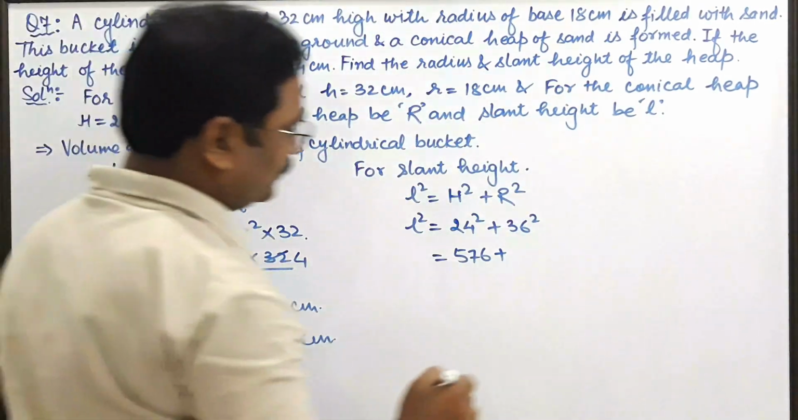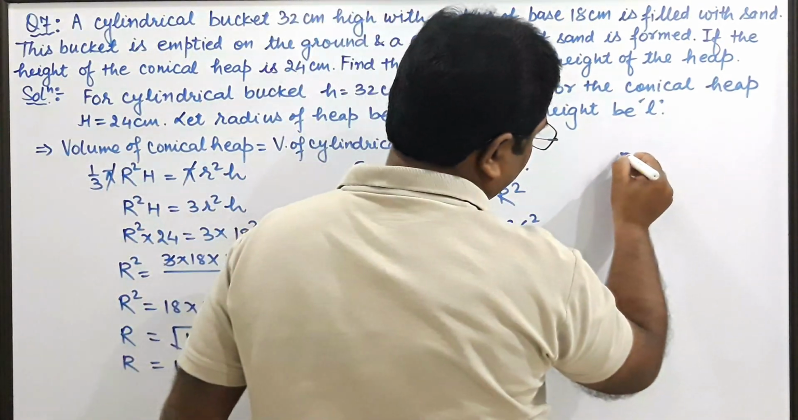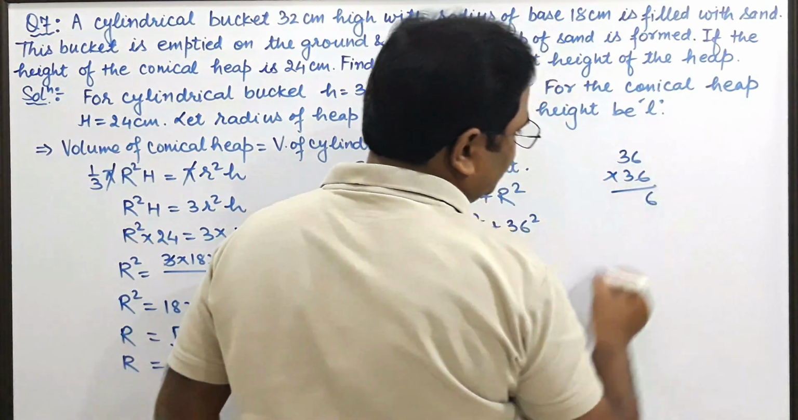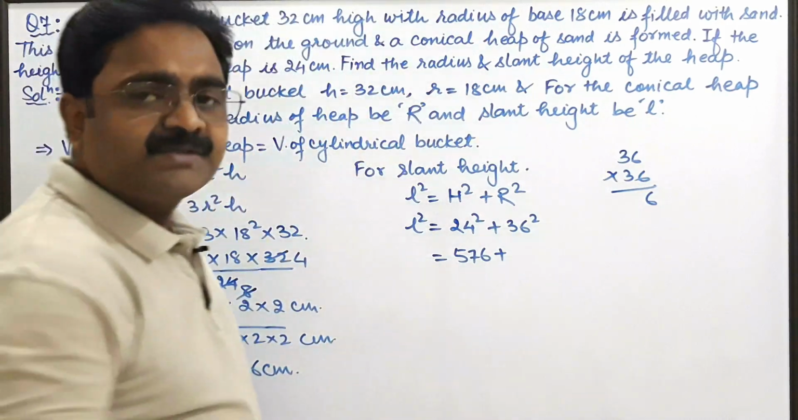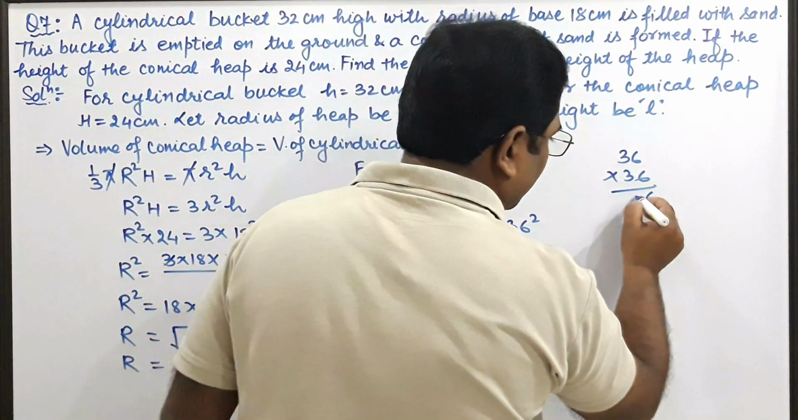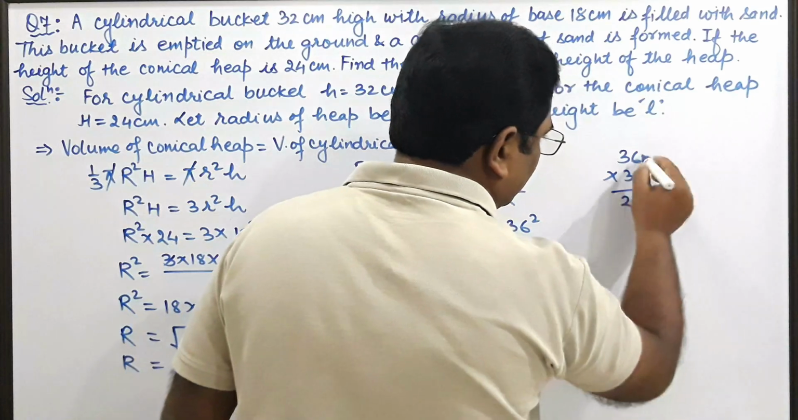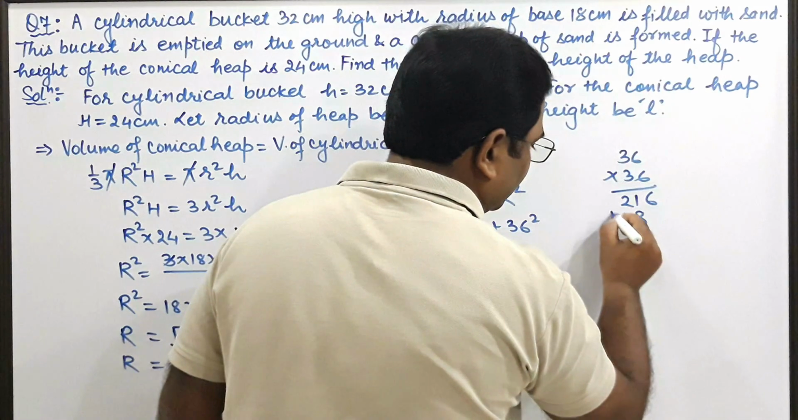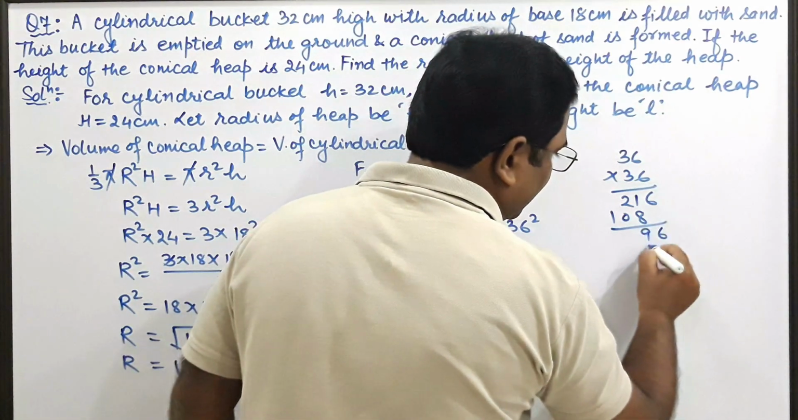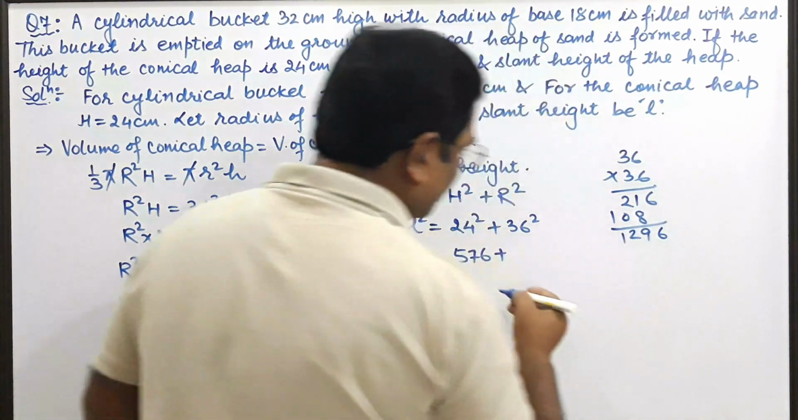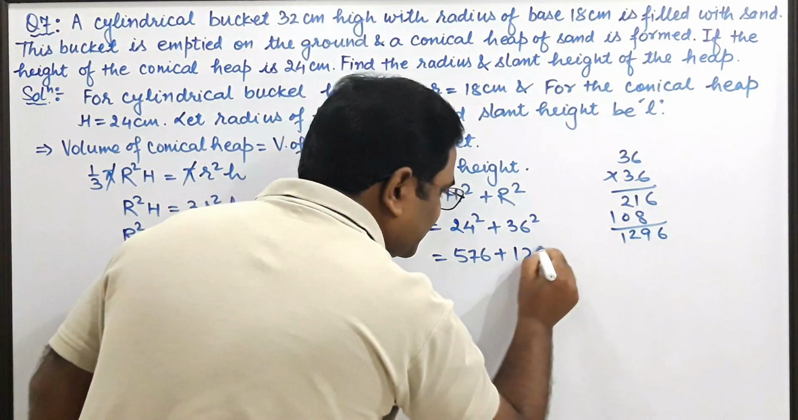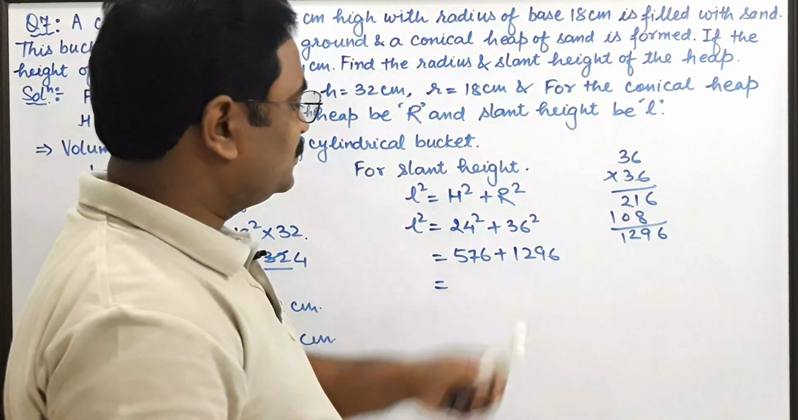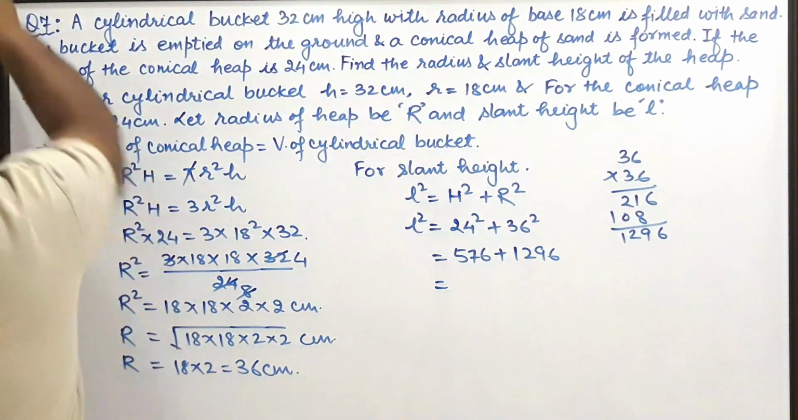So to find the square of 36, six 6s are 36, carry 3, 6 3s are 18 plus 3 is 21. Now 3 6s are 18, carry 1, 3 3s are 9, 1 is 10. So 1296. Okay. Now add these two numbers.